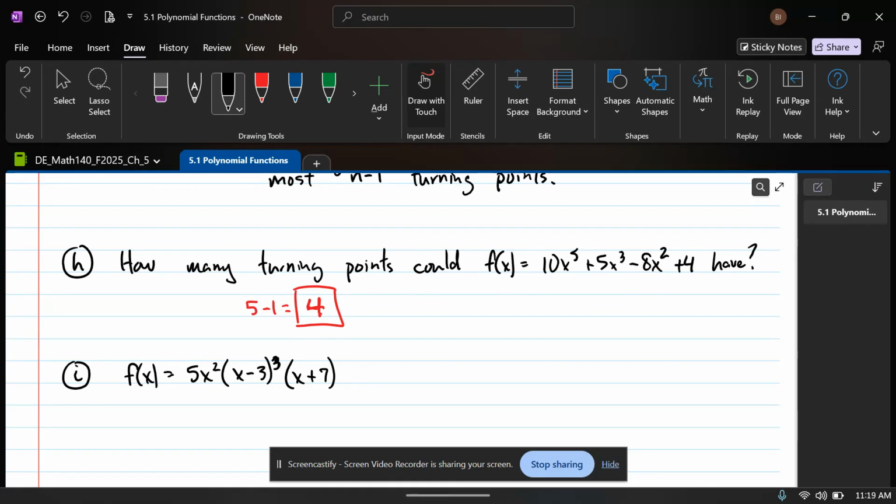How many turning points? What'd you say? 5? Why? 3 plus 2 plus 1 plus 6 subtract 1, that's 5. Yeah. So degree of this polynomial, you have the x squared. If you multiply this out, you're going to have x cubed. So 5x squared times x cubed is x to the fifth, and then one more x, multiply that together, that's going to be x to the sixth. So the degree is 6. Turning points, 6 minus 1 is 5.